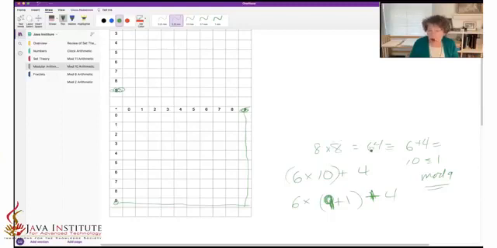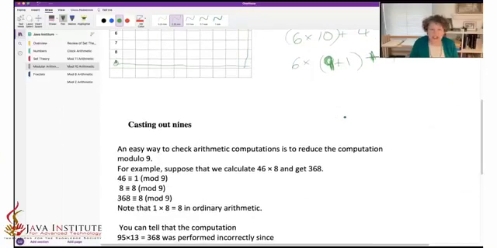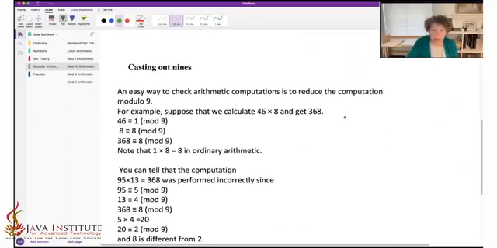But in mod 9, to reduce a number, you just add the digits together. If any of you are interested in numerology, that's what they do in numerology. They add up the digits. And you keep adding them up until you get something less than 9. And you're casting out 9s. In other words, you're reducing mod 9. And this is a way to check computations. This is what I wanted to show.